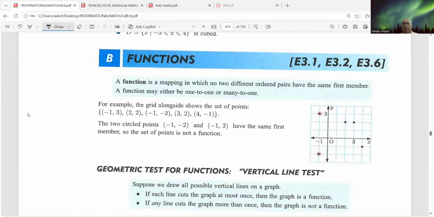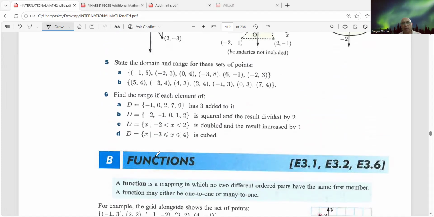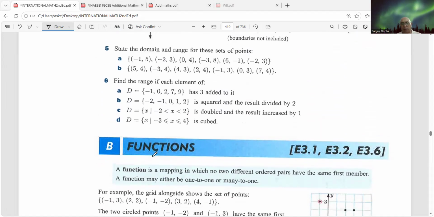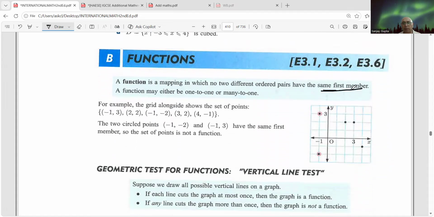Yes, welcome back to the lecture series on functions. We defined in the last video what a function is, and I told you that a function is a mapping in which no two different ordered pairs have the same first number. Same first number means same x.